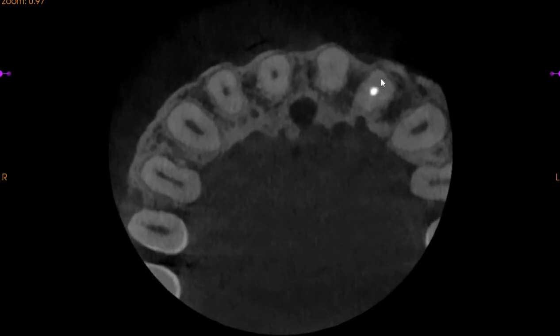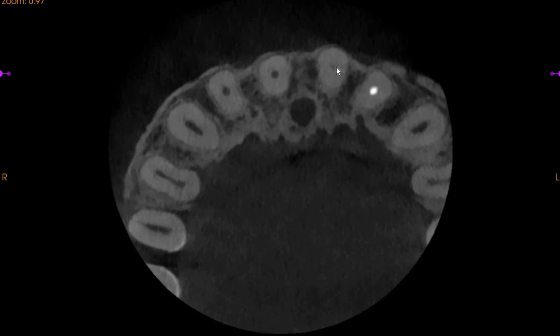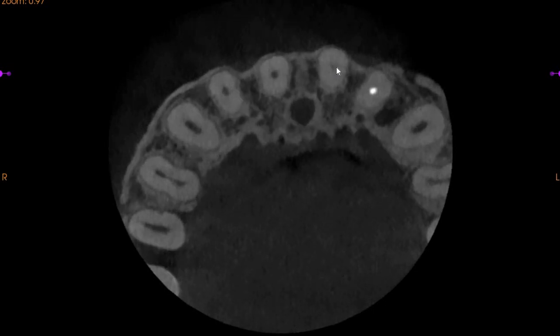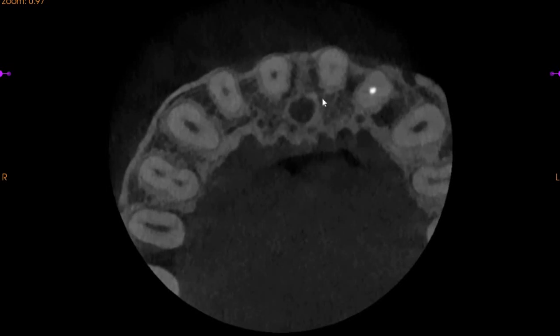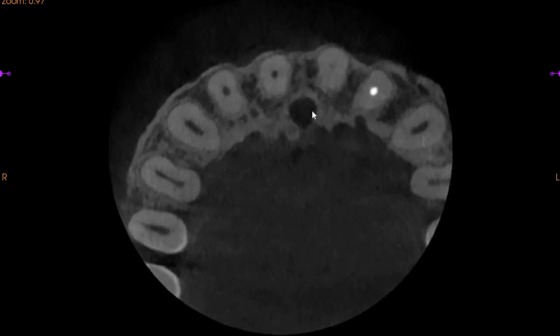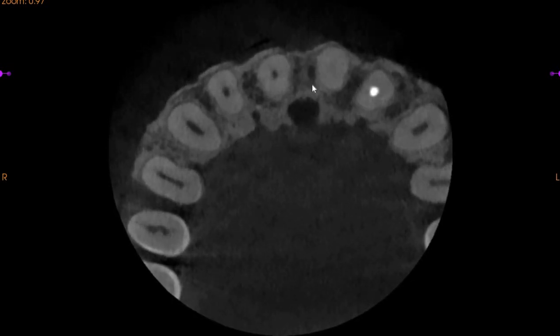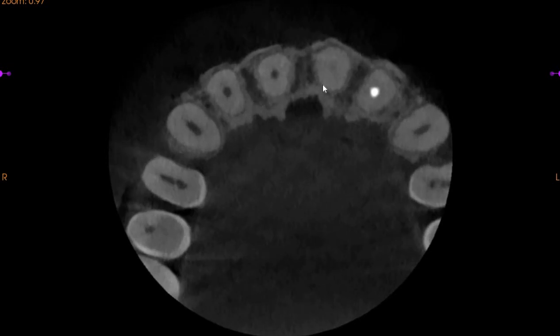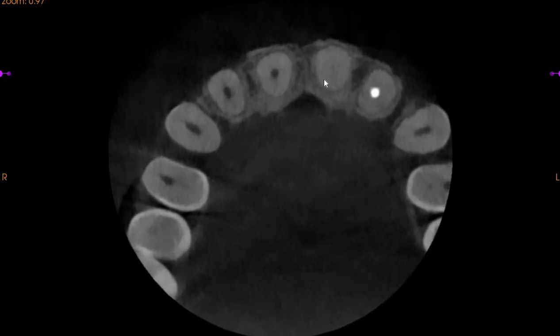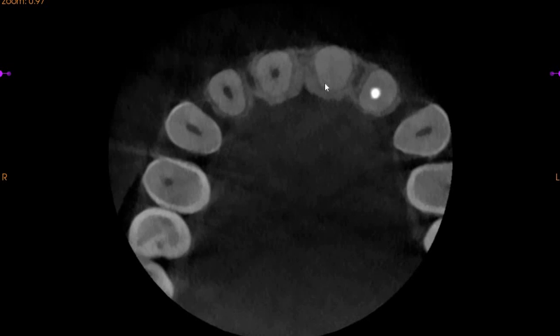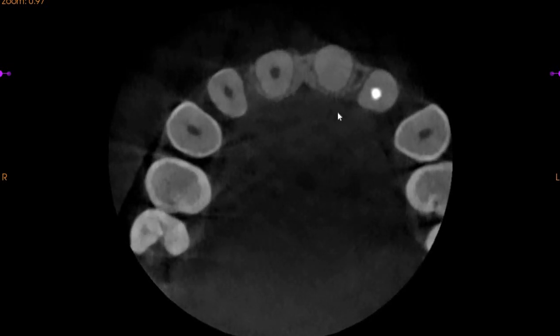Very close to the apex, we can still see a very faint canal morphology at the apical one, starting at the apical 1/3. So this is something to be mindful of. This is the incisive foramen. We don't see any pathologies or any cortical dehiscence or recession. Otherwise, everything else looks absolutely normal.